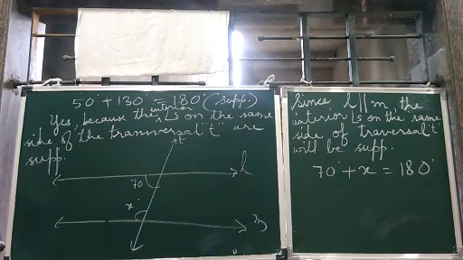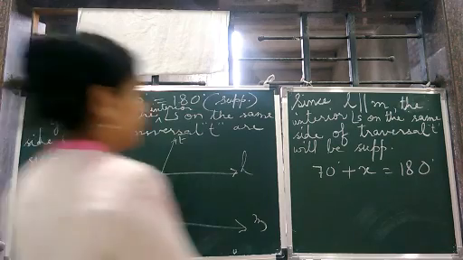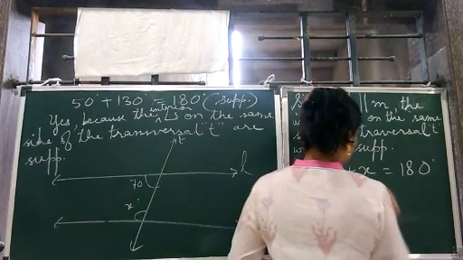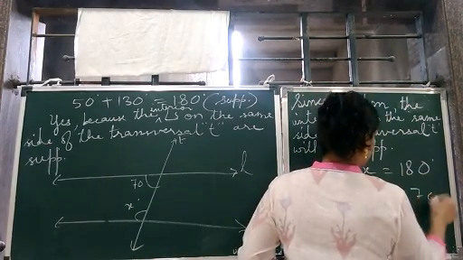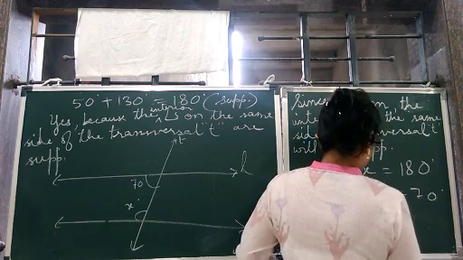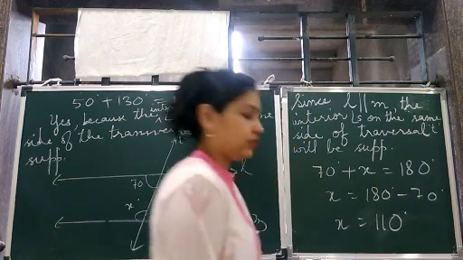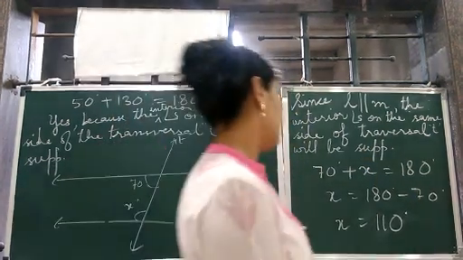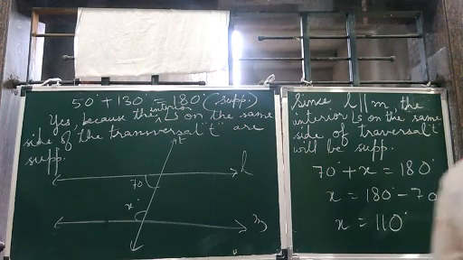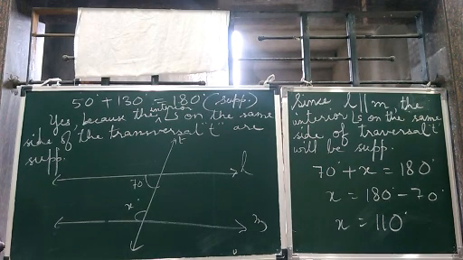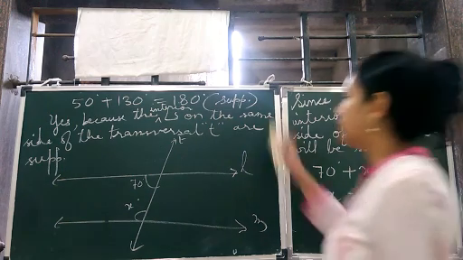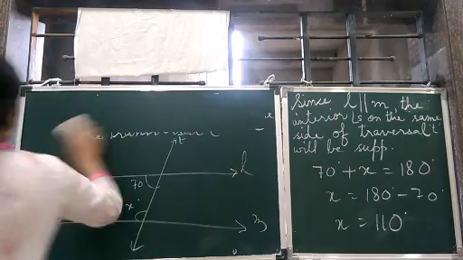70 is going to transpose to the RHS. It is positive, it will become negative. So X is equal to 180 degree minus 70 degree, which gives us 110 degree. So the value of X is 110 degree. I hope I am correct. Yes. So this completes the trivies of page 110. Now we are going to continue with exercise 5.2.